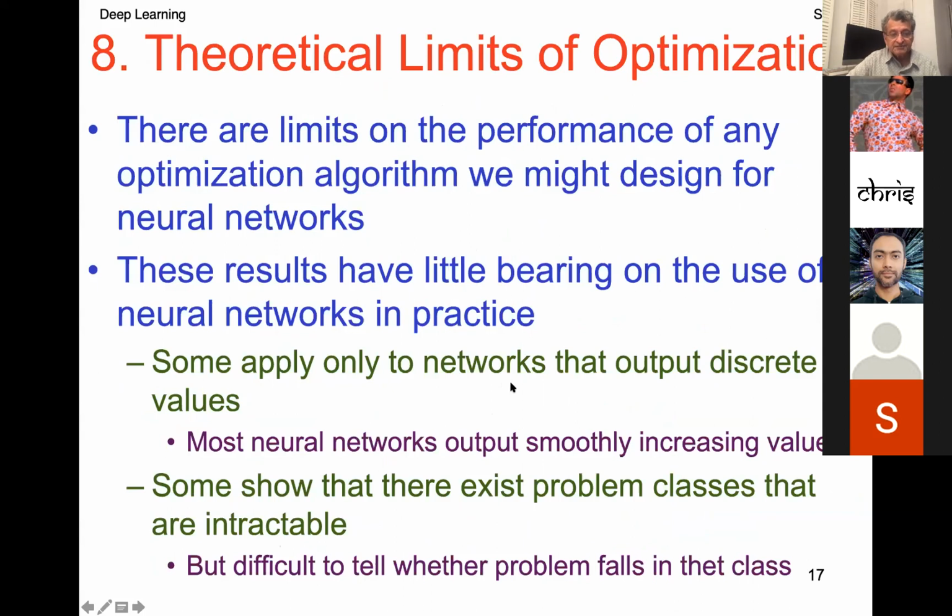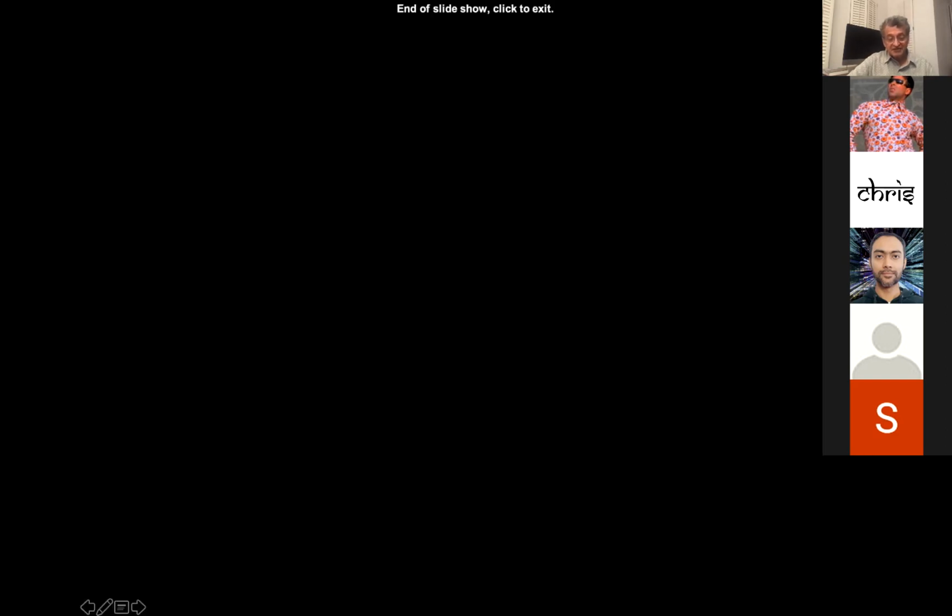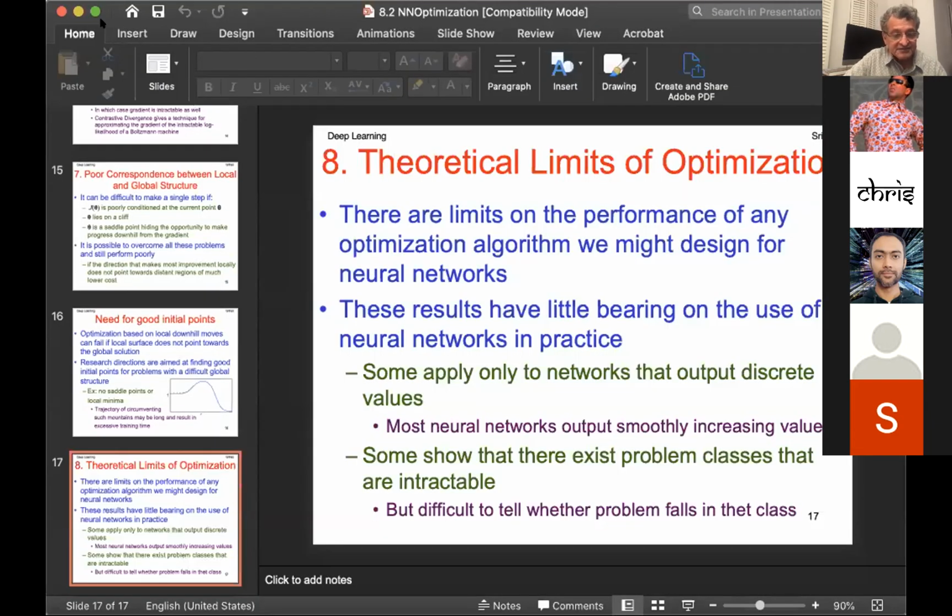And then there are some theoretical limits of optimization. These theoretical limits have no practical bearing, and some apply only to networks that output discrete values, and some show that there exist problem classes that are intractable, but it is difficult to tell whether a problem falls in that class. So there is no dearth of difficult problems here. I've just given you a bird's eye view of some of these topics, but it's interesting to know that these things exist.